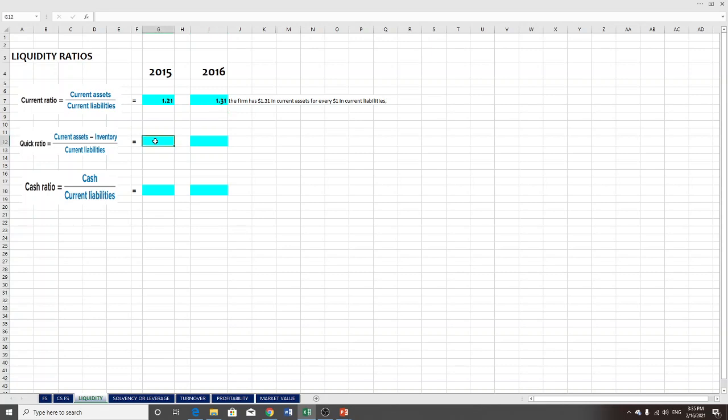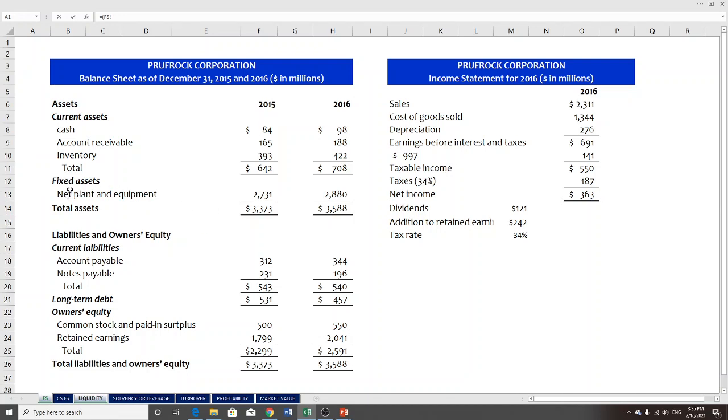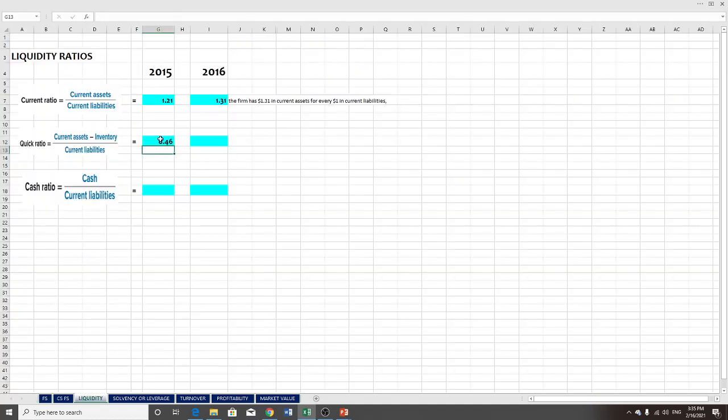So for 2015 quick ratio, current asset minus inventory, make sure you put them in bracket. So equals to bracket open, current asset, this is current asset, minus inventory, bracket close, divide by current liability. Current liability, the total is this. So enter. So this is the value. You can see in edit mode.